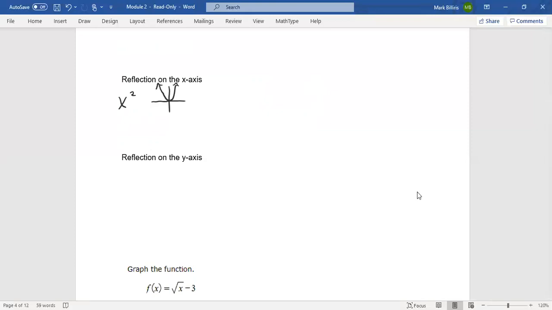When there's a minus sign in front of our function, even if there's a number with it, but in this case, I'm just keeping it as just the minus sign in front of x squared, it reflects on the x-axis. So what it does is flips our graph. So now it's pointing downward.